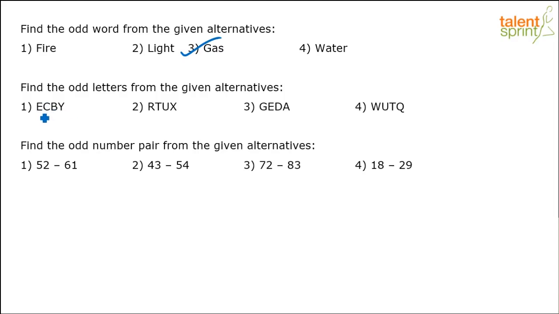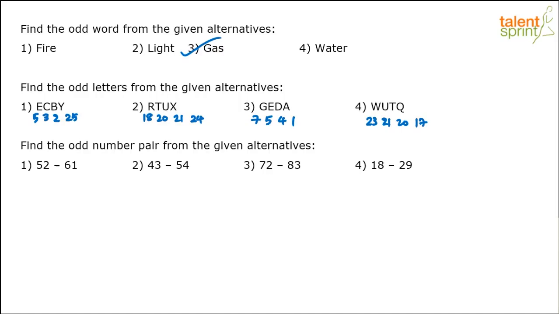Like ECBY, so this is like 5, 3, 2, 25. RTUX, R is 18, T is 20, U is 21, X is 24. Then GEDA, it's like 7, 5, 4, and 1. And WUTQ, so 23, 21, 20, and 17. Now try to identify how are these letters related to each other. What is the relationship between their numerical positions?